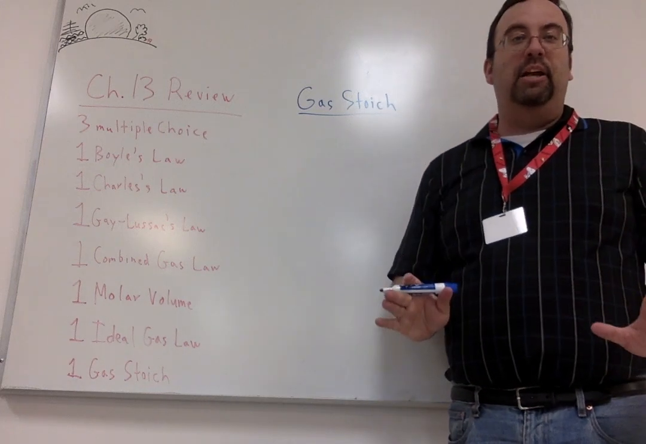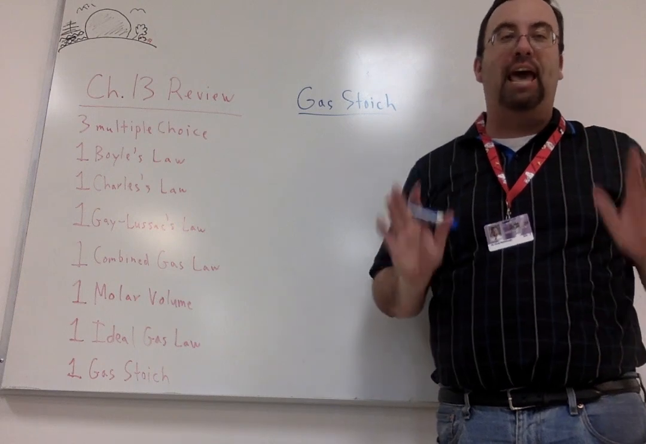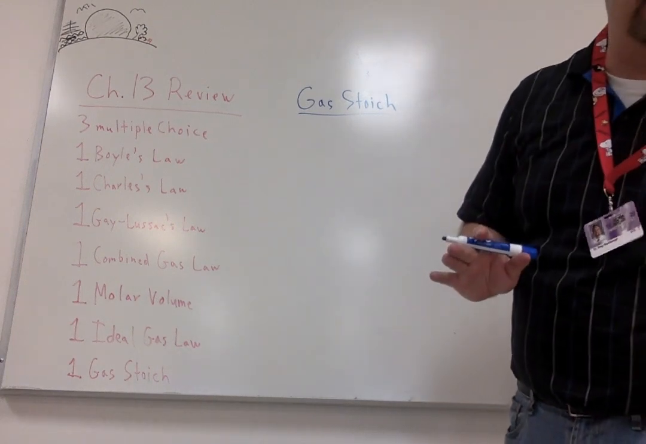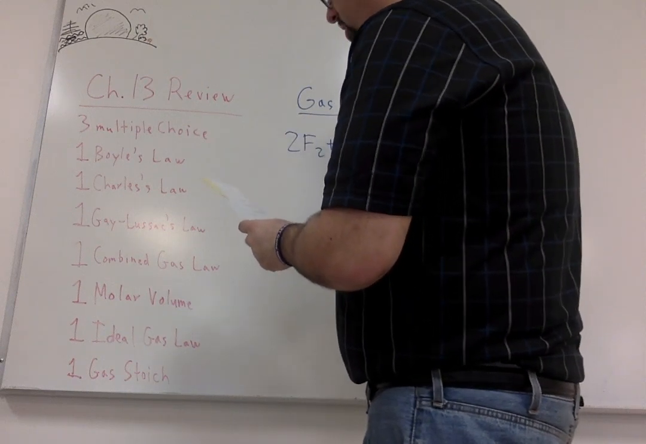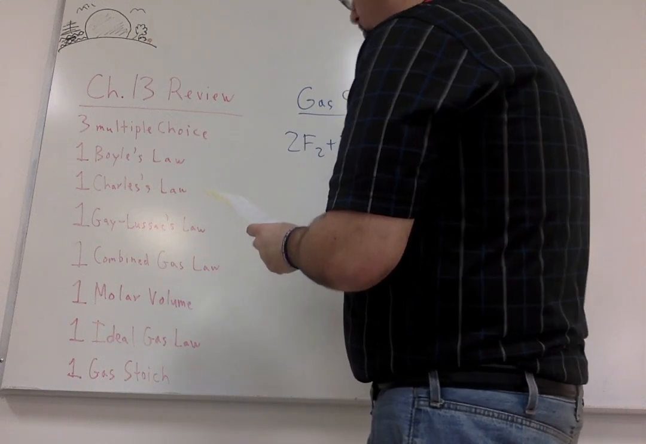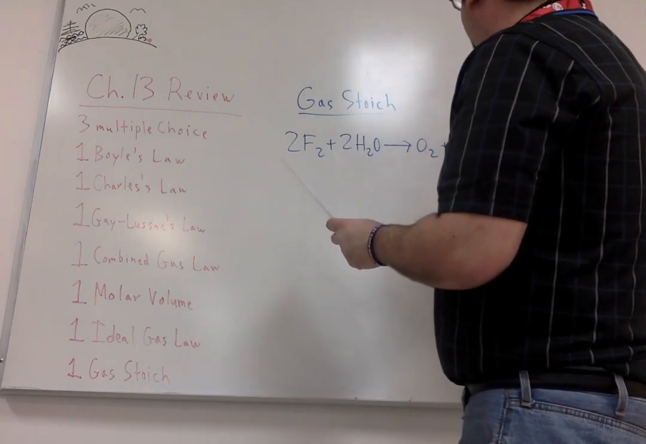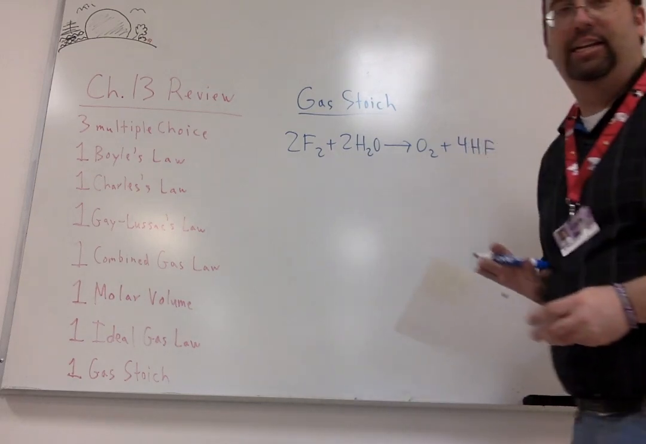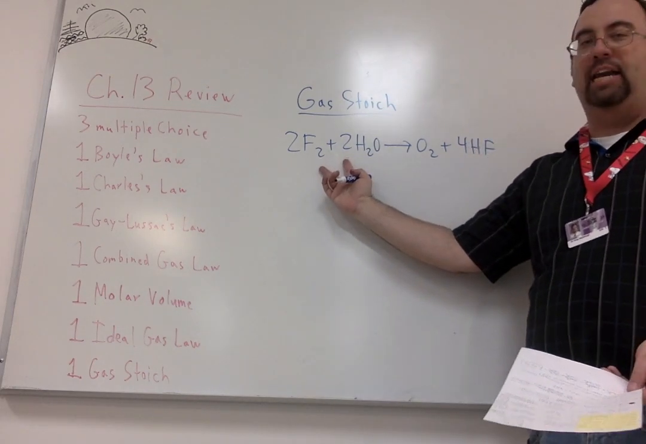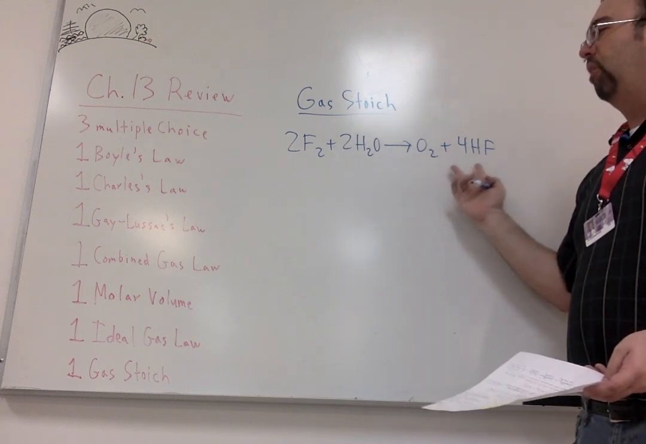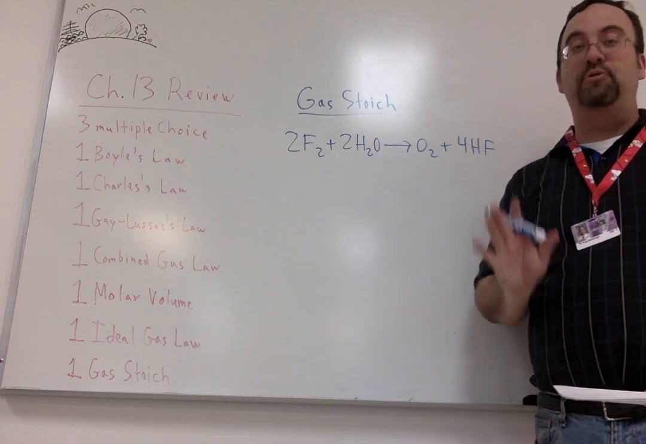For this problem, and just like on the test, I will provide you guys with the balanced chemical equation. And so let me give you the equation. We have fluorine gas reacting with water vapor to form oxygen gas and hydrofluoric acid. And so if you wanted to check, you would see that the number of atoms on the reactant side equals the number of atoms on the product side. So again, I would give you the balanced equation.